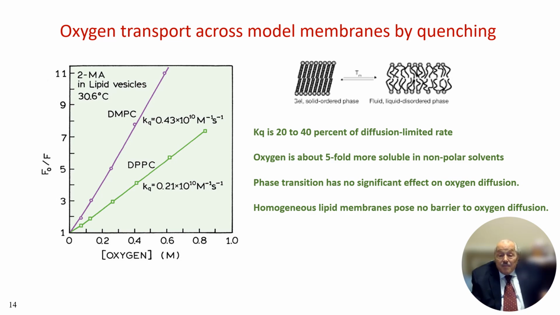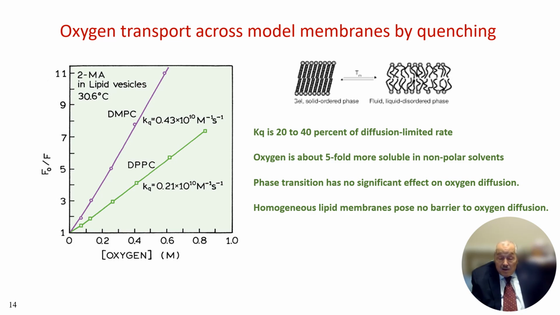And basically we found that the bimolecular quenching constant, knowing the lifetime of 2-methylanthracene, was about 20 to 40% of the diffusion controlled rate. So that's not much of a barrier to oxygen transport. But another thing to consider is that oxygen is more soluble in non-polar solvents. So the actual oxygen concentration in the bilayers is probably several-fold higher. So that this would have been an underestimate of the overall permeability of the membrane.